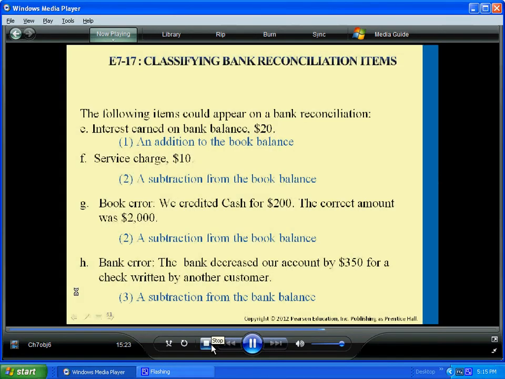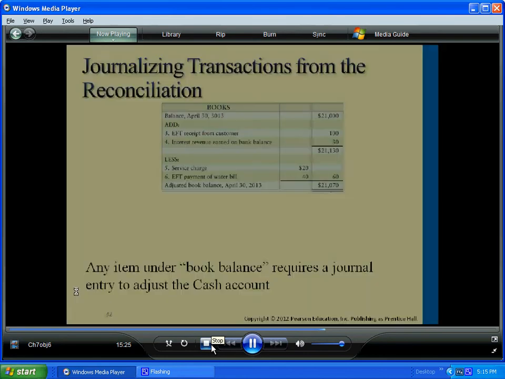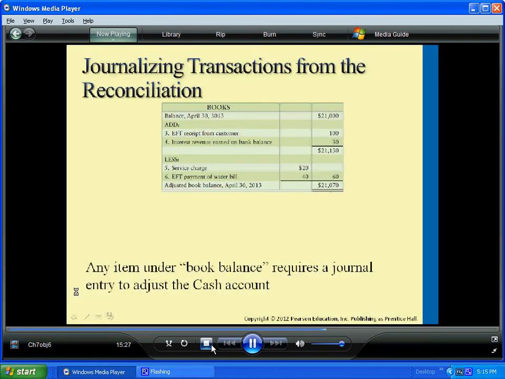Now, we talked about how to do the bank reconciliation. First you do the bank side, then you do the book side to come up with the same number on each side. After that, you need to journalize any transactions from the book side. Why? Because we haven't recorded that information yet, which came from the bank statement.